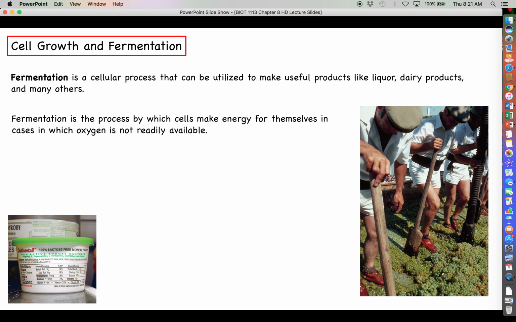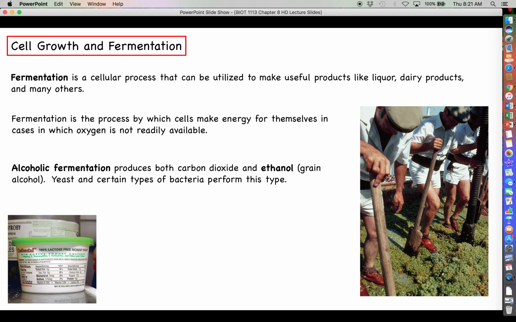Now, the truly interesting thing about fermentation that we as biotechnologists can take advantage of is that cells tend to make very useful things when they're undergoing fermentation. One type of fermentation, which is called alcoholic fermentation, will produce both carbon dioxide and, more importantly, ethanol, which you know better as grain alcohol, the basis for all of our liquors and things of that nature. Typically yeast and certain types of bacteria will perform this type of fermentation.